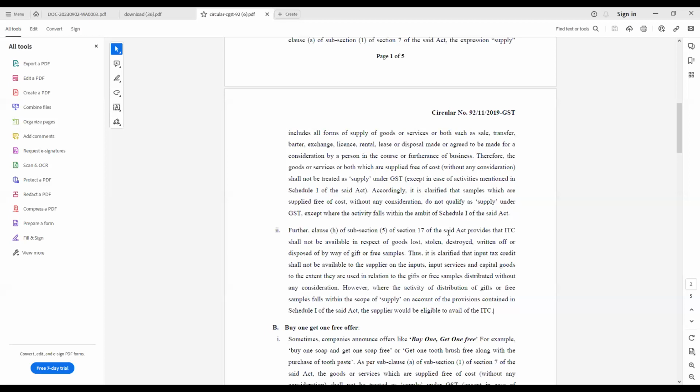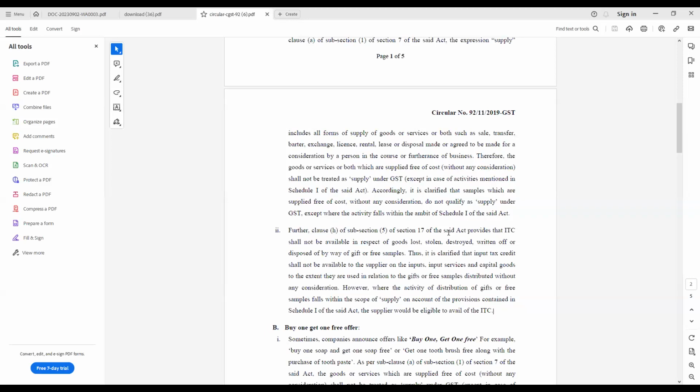So it is not that the particular goods which have been gifted or given as a free sample, but something which is used, and something was manufactured, and that manufactured good was given as a gift or free sample. Perhaps that raw material or the input would be covered here or not, because the words they have used are "in relation to". This is just a clarification.